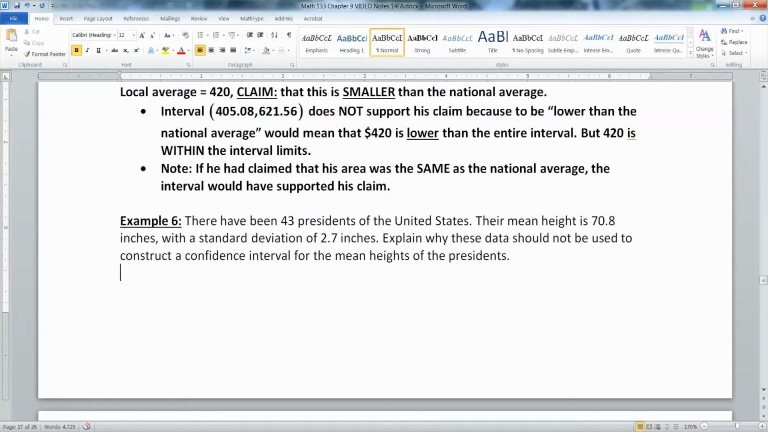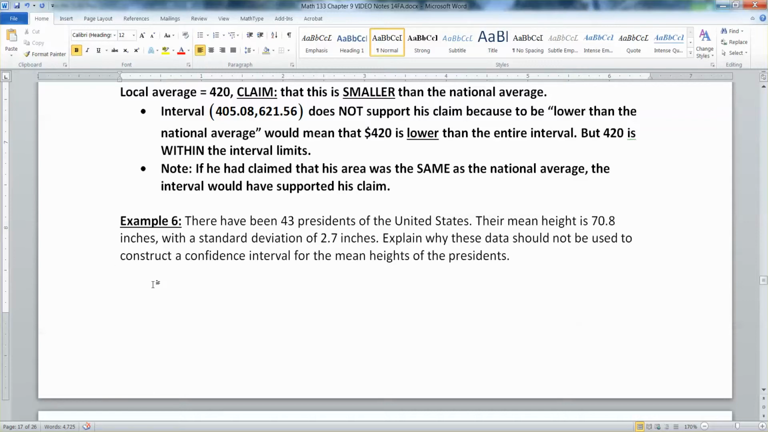Speaking of setting you up for something, last question. There have been 43 presidents of the United States. Their mean height is 70.8 inches with a standard deviation of 2.7 inches. Explain why these data should not be used to construct a confidence interval for the mean height of the presidents. This is just a little thinking-about-it question that I added in here. So throw it into your notes if it's not there already.